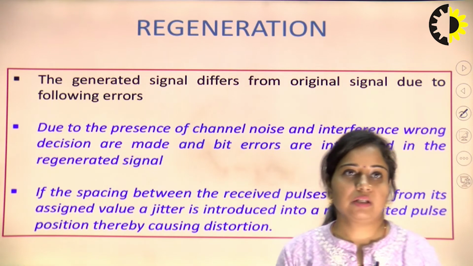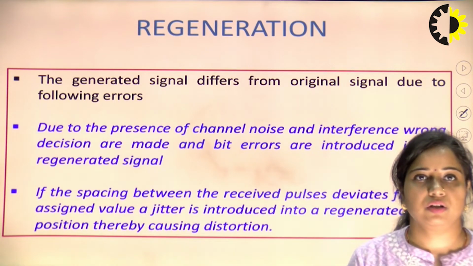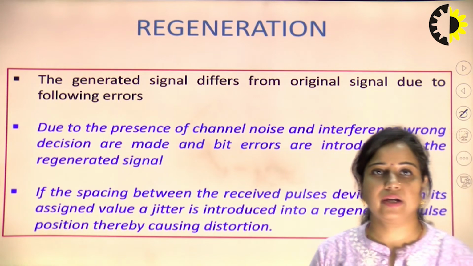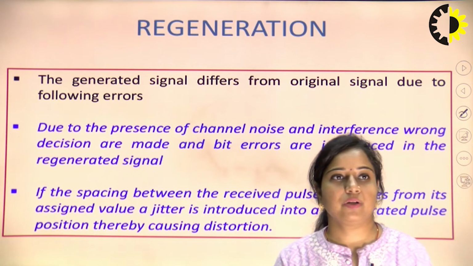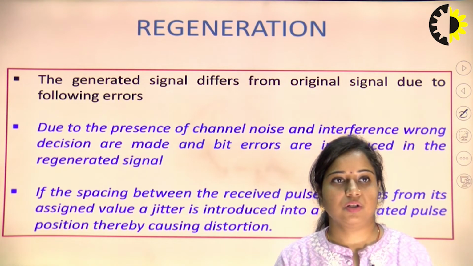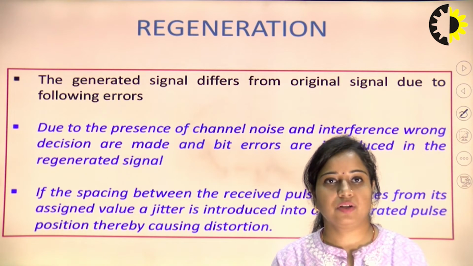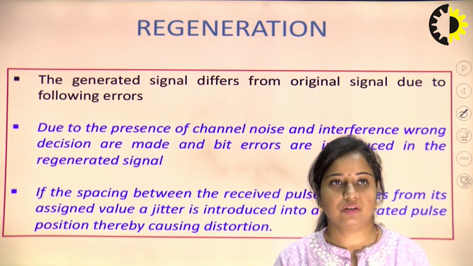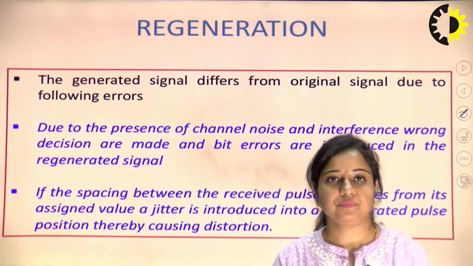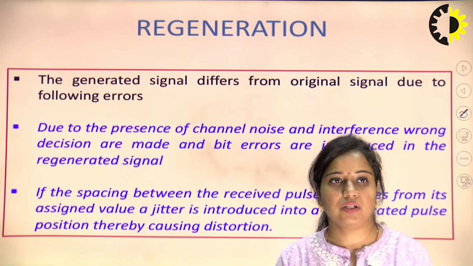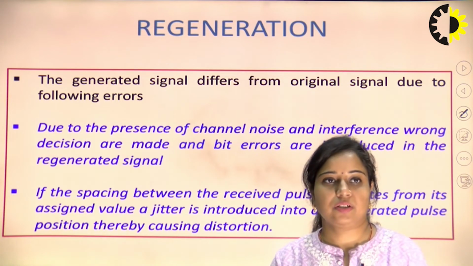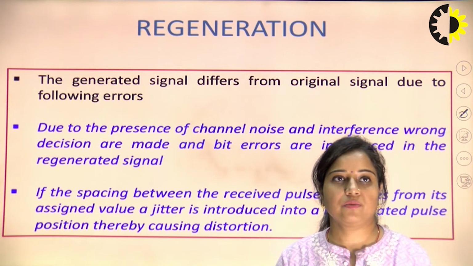The regenerated signal differs from the original signal due to the following errors. These are the two main causes of error. First is the presence of channel noise and interference. Wrong decisions are made and bit errors are introduced in the regenerated signal. And if the spacing between the received pulses deviates from the assigned value, jitter is introduced in the reconstructed signal.